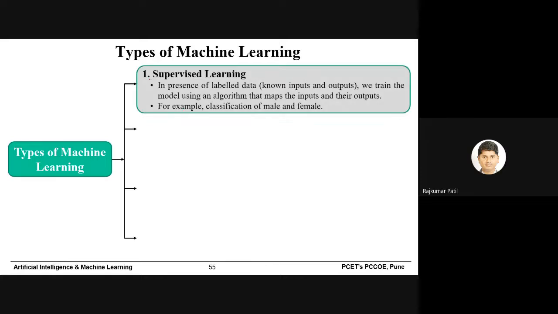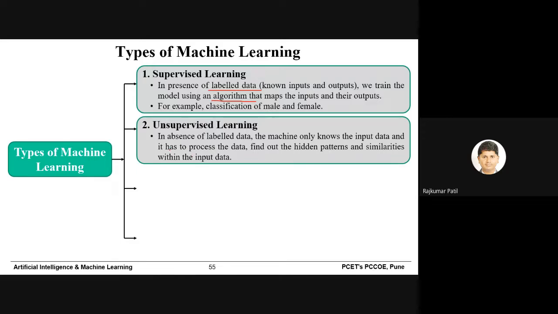So the first one is supervised learning. In case of supervised learning, labeled data is available with you, and for every input there will be an output. We train the model using an algorithm that maps the input to its corresponding output. For example, the input will be an image of either a male or female, and the model is trained in such a way that it will identify the given images as male or female. So basically, in supervised learning, we are using labeled data, and for that labeled data we develop the algorithm.